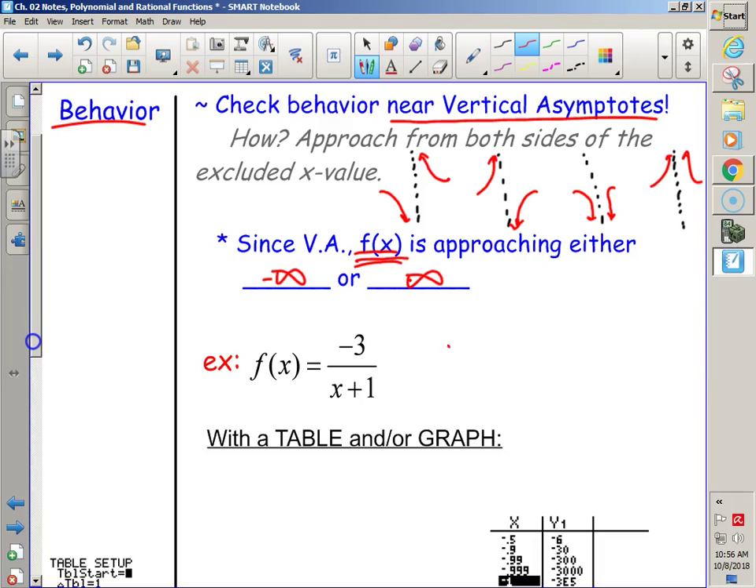My question as we come to this example, first of all, is just what's my domain? X cannot equal... Good. The bottom can't equal 0, right? So if we solve that, x can't equal -1. A question, is it a vertical asymptote or a hole?